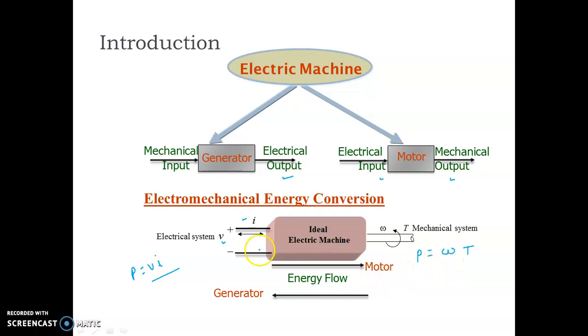For balance, electrical power and mechanical power must be equal: VI equals ωT. This is called power balance. If the system is lossless, with no loss, then electrical input will be mechanical output, and if mechanical input is there, it will be the same as electrical output. So this is called the power balance equation. Angular speed multiplied by torque is mechanical power, and VI is electrical power.